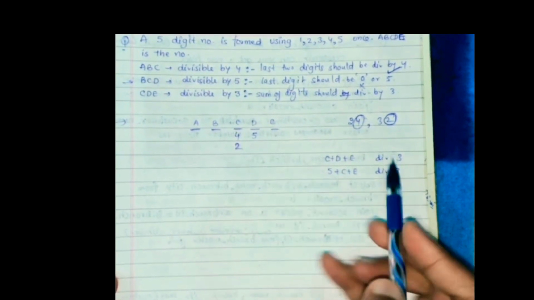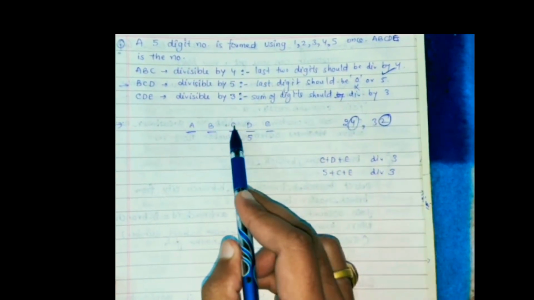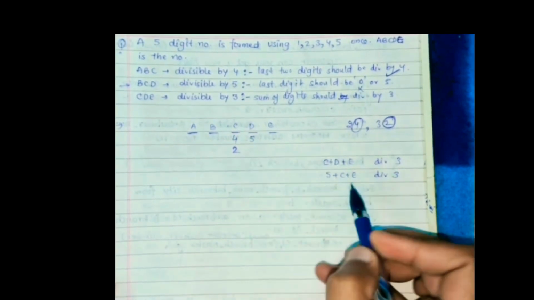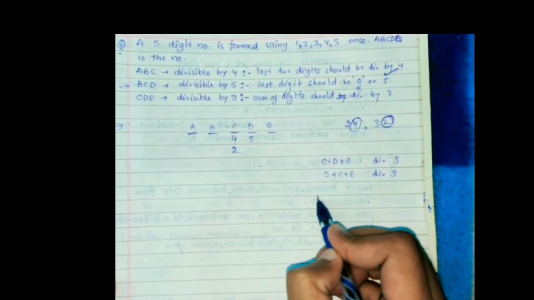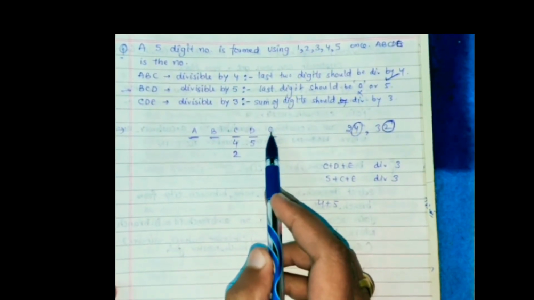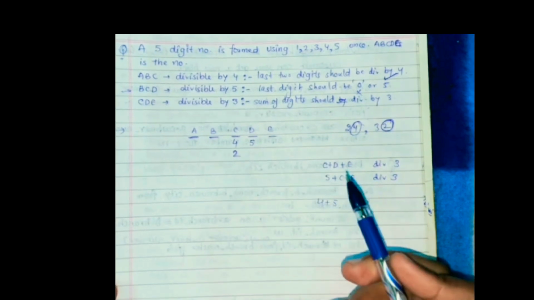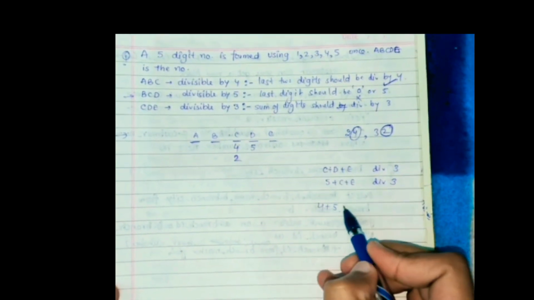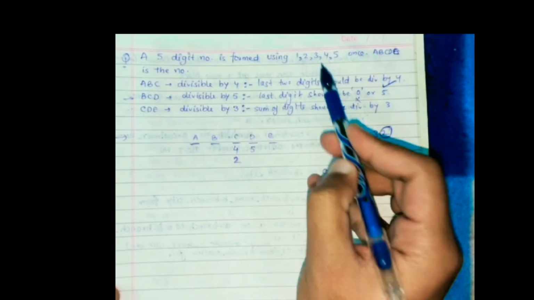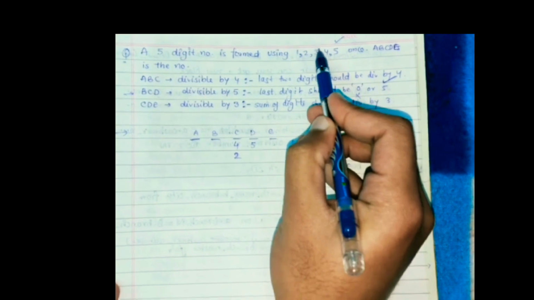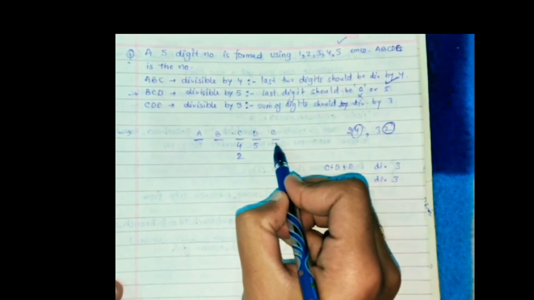So C, D, E should be divisible by 3. So we add up 4 plus 5. 4 plus 5 comes to 9, and we have to add E also. So what will be the next multiple of 3 after 9? We have to add 3 more. One option is 3, and 5 we have already used up. Now we have used 3. So E will be 3.